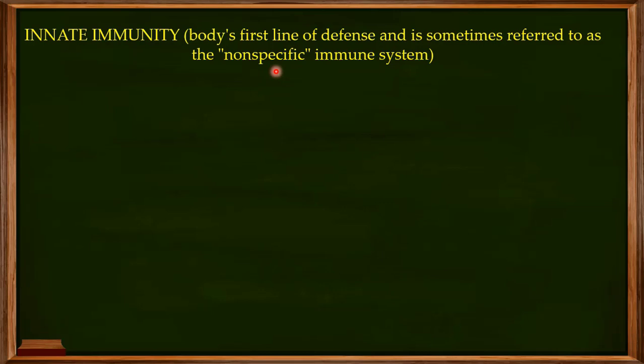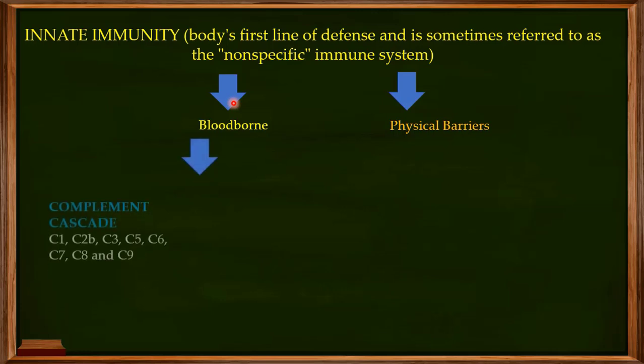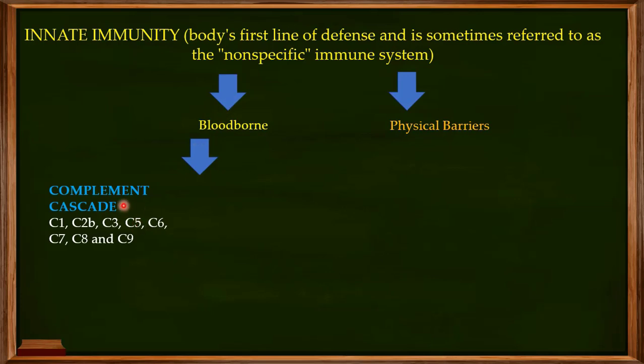If you talk about this innate immunity, there can be two subcomponents of the innate immunity. One is known as the blood-borne component. The other one is known as the physical barriers. So first we will see about this blood-borne component of the innate immunity. Now if you talk about this blood-borne component, there are soluble proteins, for example, the complement cascade is one of the important blood-borne components of the innate immunity, and it contains a variety of proteins like C1, C2b, C3, C5, C6, C7, C8 and C9.